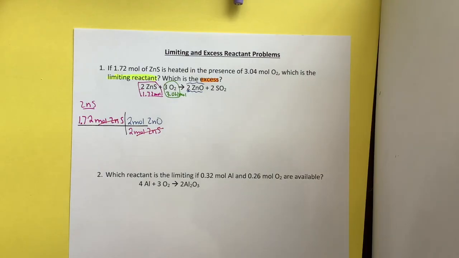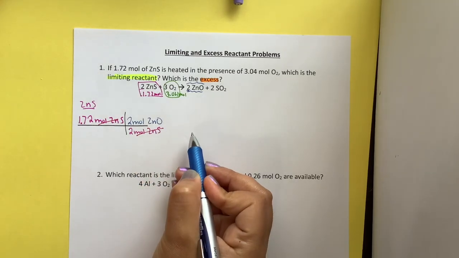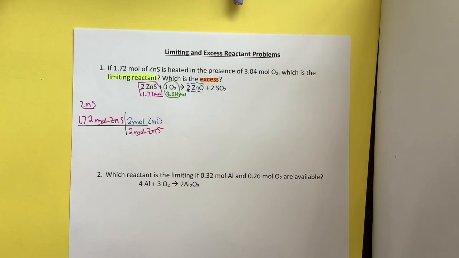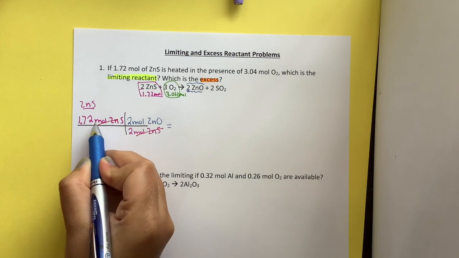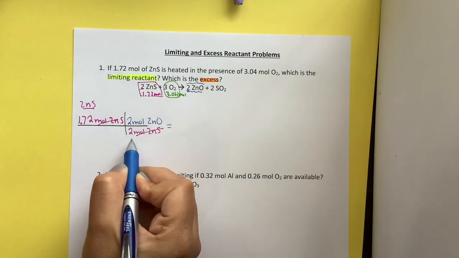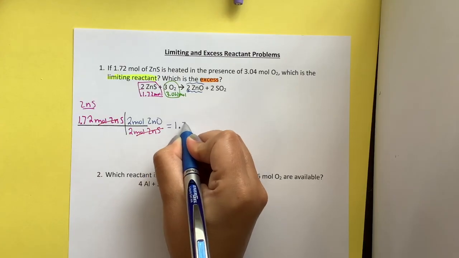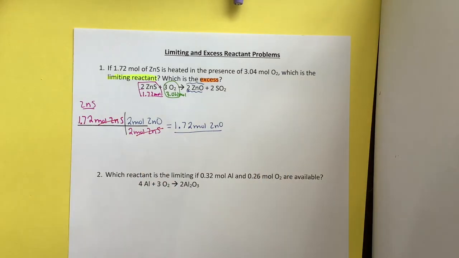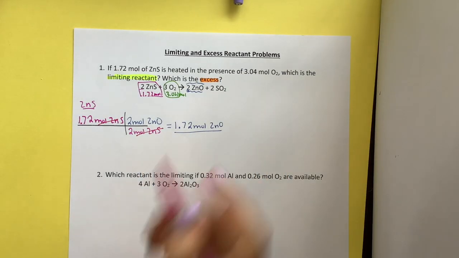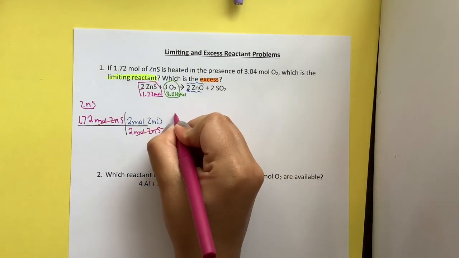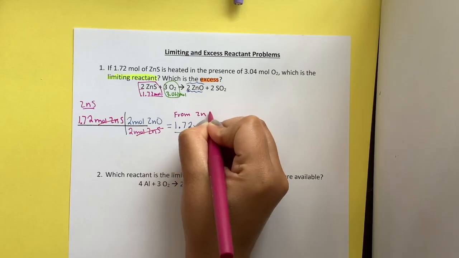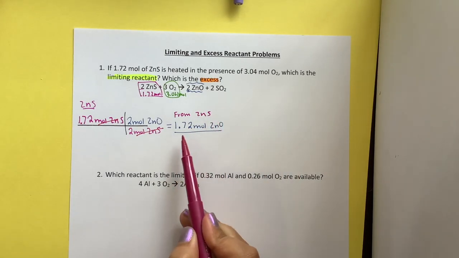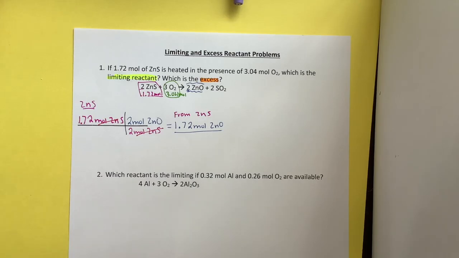Okay, in the next section, when we do percent yield, you're going to see that you have to do the next step and go to grams. But right now I could stop in moles. So I'm going to get 1.72 multiplied by 2 and divided by 2, and that gives me 1.72 moles of zinc oxide. And that comes from zinc sulfide. So zinc sulfide can produce 1.72 moles of zinc oxide.